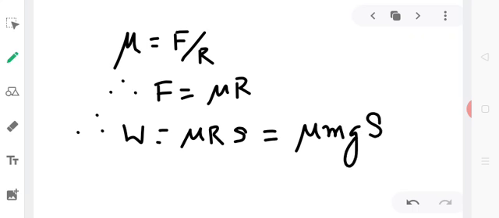Knowing the mass of the body, distance moved, and the coefficient of friction, we can calculate the work done in moving the body over a rough horizontal plane. Obviously, it would depend upon the weight of the body, the material and nature of the surfaces in contact, and the distance moved.